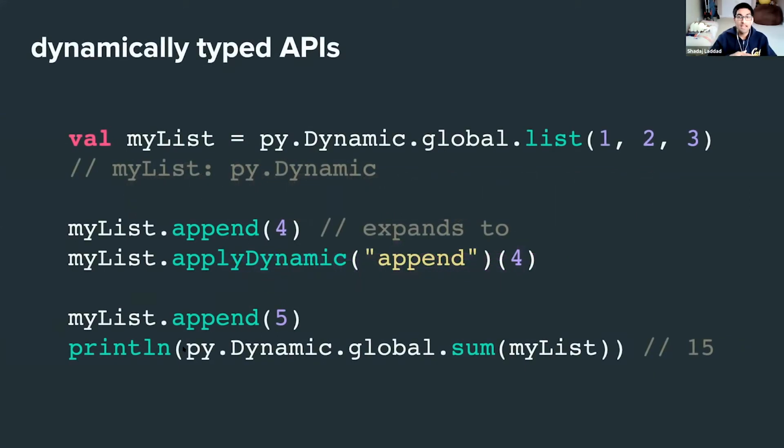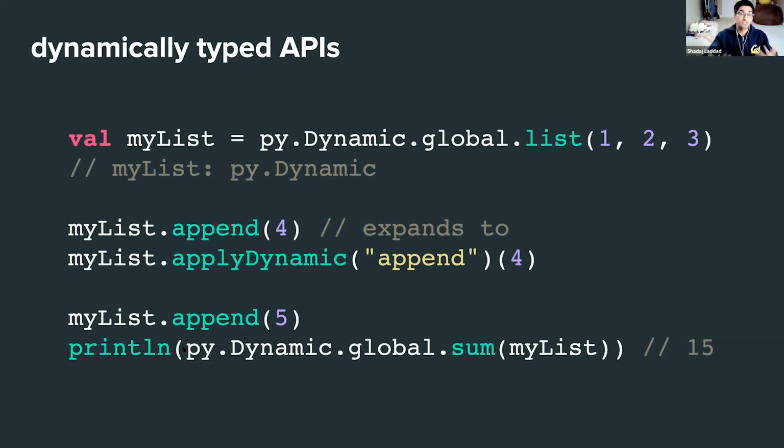When we were working in our Jupyter notebooks, we were able to get started really quickly. And that's a result of ScalaPy's dynamically typed APIs. By default, whenever you import a module, or if you're trying to load something from the global scope, you get a dynamically typed API. This is similar to Scala.js's js.Dynamic. So we have a py.Dynamic equivalent.